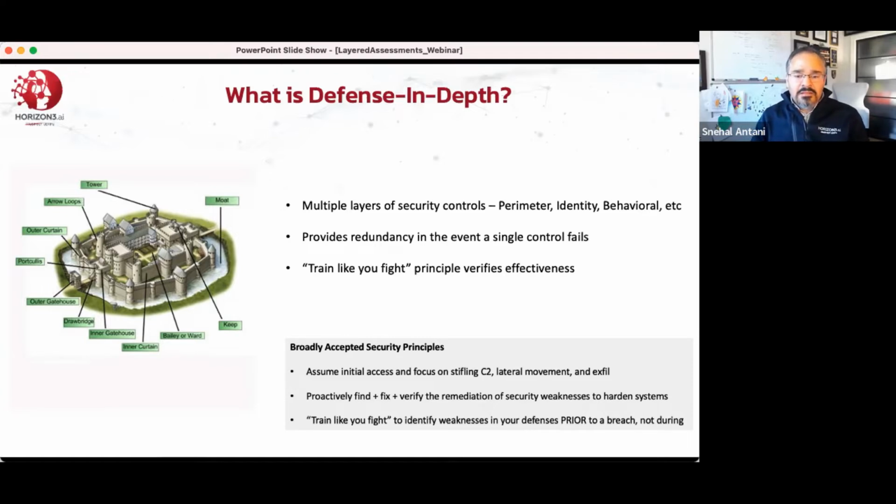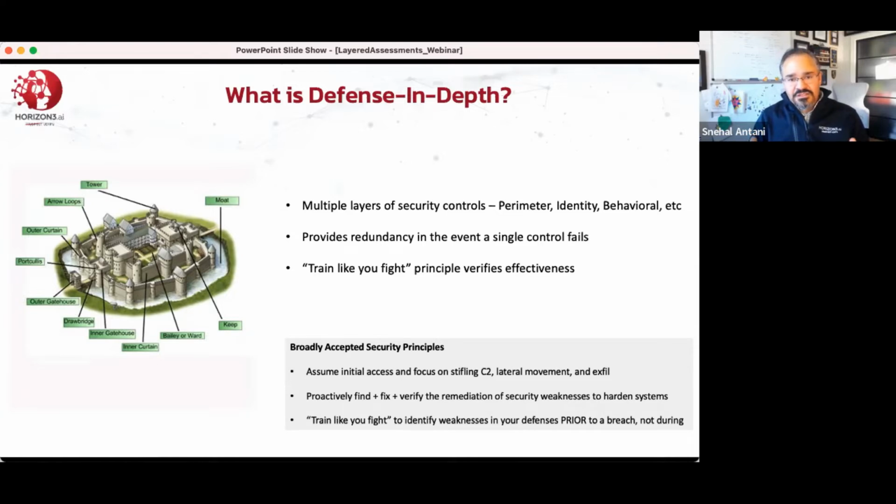The second broadly accepted security principle is that you want to proactively harden your systems and proactively find security weaknesses, fix those security weaknesses, and verify the remediation of those security weaknesses prior to a breach versus during or after a breach. And the third accepted principle is that you want to be able to exercise your security operations processes prior to a breach versus during or after. And that's where the sparring partner and training like you fight come into play.